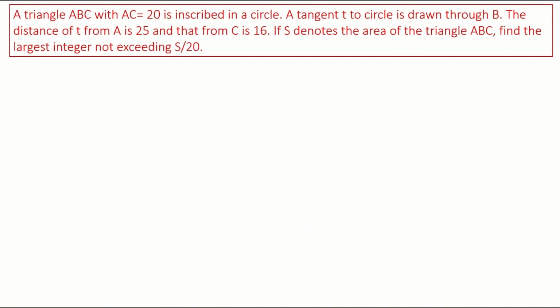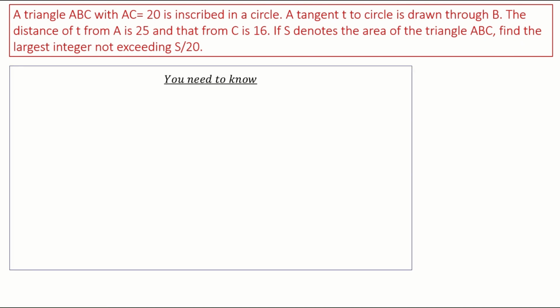A triangle ABC with AC equal to 20 is inscribed in a circle. The tangent T to the circle is drawn through B. The distance of the tangent from A is 25 and that from C is 16. If S denotes the area of the triangle ABC, find the largest integer not exceeding S by 20. So we need to find S by 20 basically.